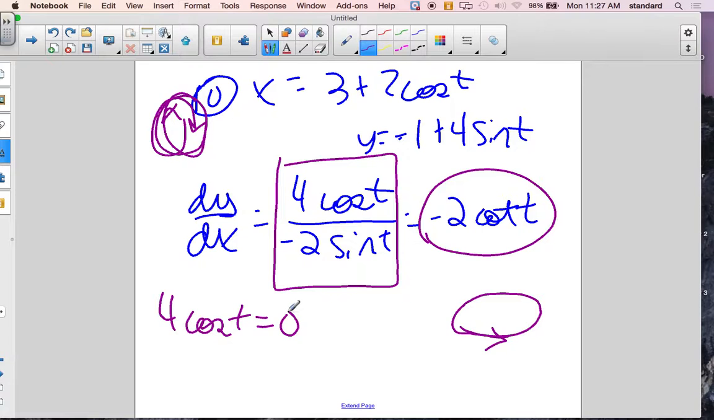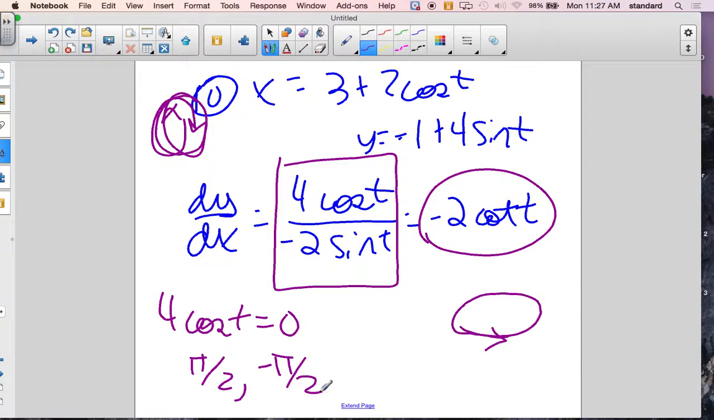So if my derivative is 0, it'll happen when 4 cosine t is 0, and I'll double check it in the bottom. All right, when will cosine equal 0? Do we have a range here? Pi over 2, plus pi. We'll just do it with pi over 2 and negative pi over 2.